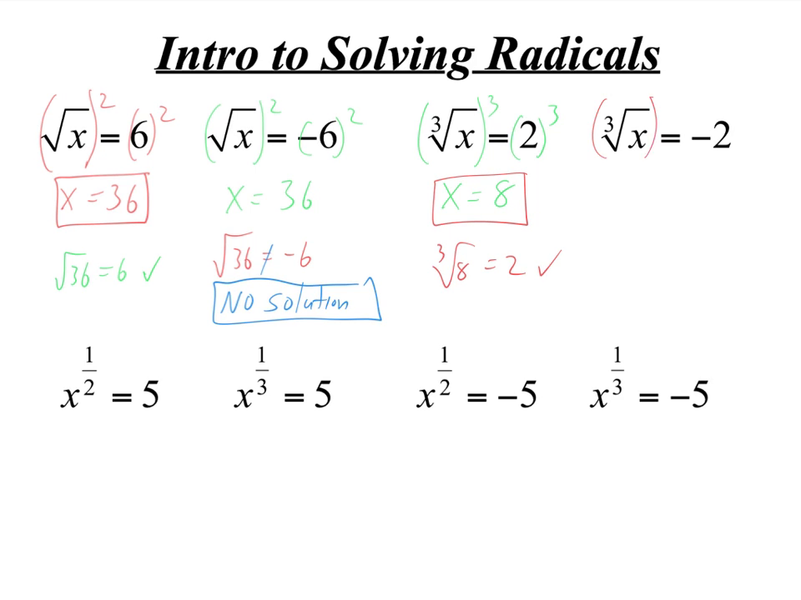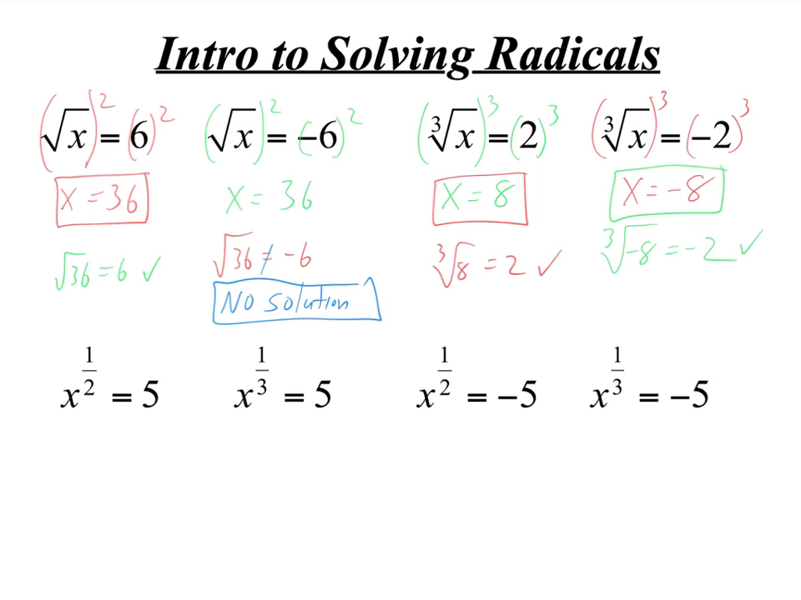This one, if I cube to get rid of the cube root, I get x equals negative 2 cubed, which is negative 8. Now you might wonder, okay, is this also extraneous? Let's check. If I put negative 8 right there, the cube root of negative 8 is negative 2. For some people, that might be a little hard to verify, but that is a true statement. You are good, so that is okay.